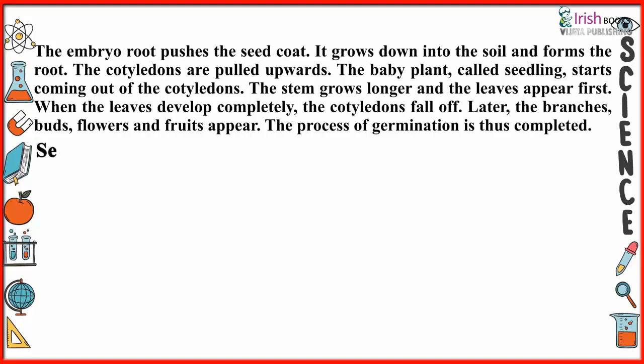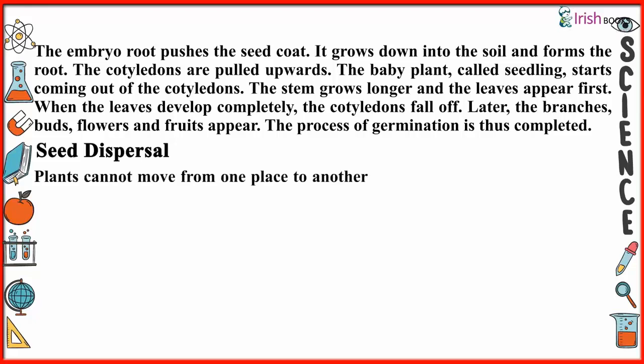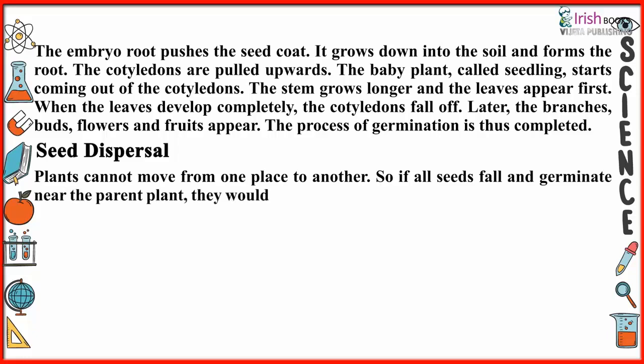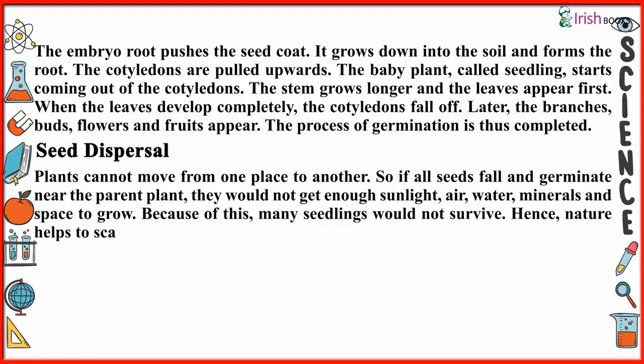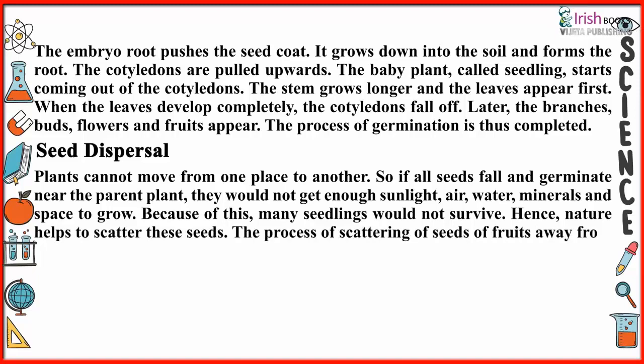Seed dispersal. Plants cannot move from one place to another. So, if all seeds fall and germinate near the parent plant, they would not get enough sunlight, air, water, minerals, and space to grow. Because of this, many seedlings would not survive. Hence, nature helps to scatter these seeds. The process of scattering of seeds of fruits away from the parent plant is called dispersal.